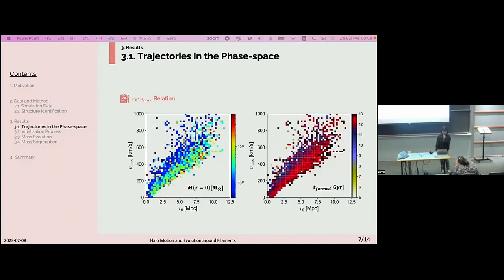So we can investigate more about this R0 and Vmax relation. The first figure is colored by halo mass at current epoch, redshift 0, and the second panel is colored by T-formed, which is age. So in these two plots, we can conclude that massive halos tend to form earlier and have lower velocities for a given R0.